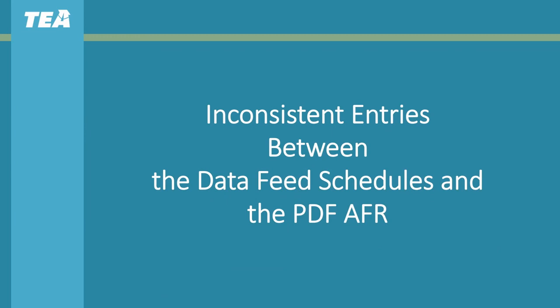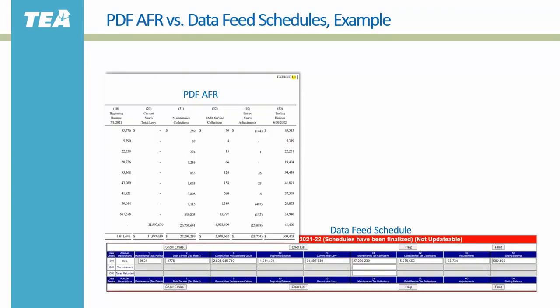Next, we are going to talk about inconsistent entries between the data fee schedules and the PDF AFR. School districts are required to input financial data in the data fee system in accordance with the audited AFR. Accuracies of the financial data inputs are important. Here is one example of the inconsistent entries between the PDF AFR and the data fee schedule inputs.